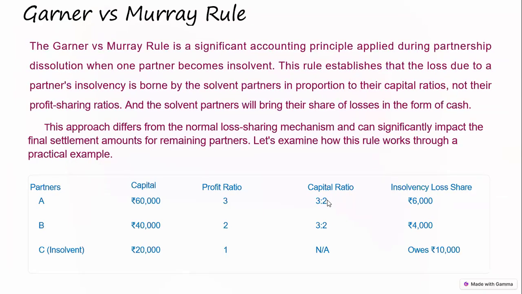Before going to this particular Gardner versus Murray rule, we have to understand one concept. In case of dissolution of the firm, if the assets realized are not sufficient to pay the liabilities, the partners take up some responsibility with regard to the payment of the liabilities. In that case, they'll try to contribute towards the firm. So they bring in the cash that is to be taken up as loss by the partners.